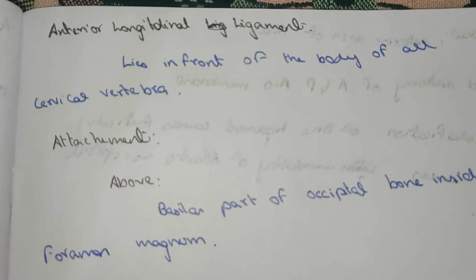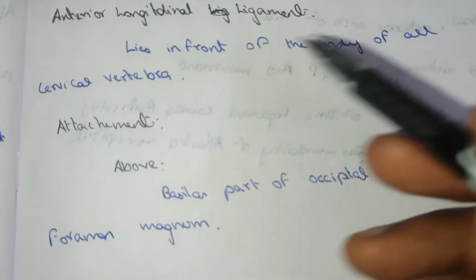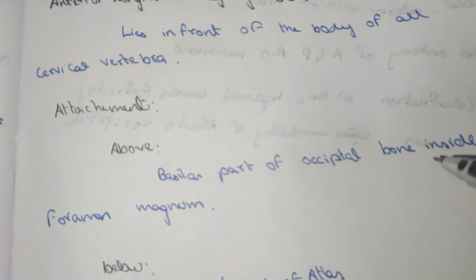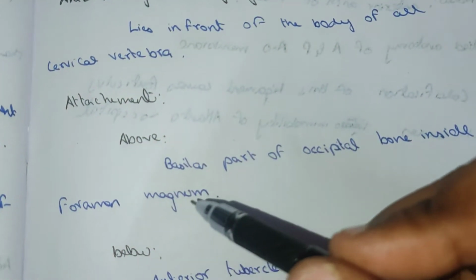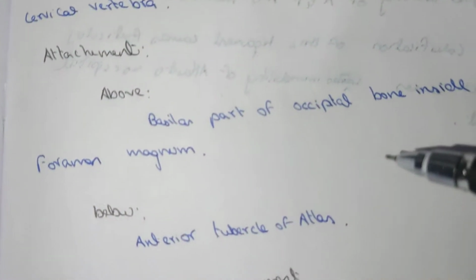Now we will see the anterior longitudinal ligament. It lies in front of the bodies of all the cervical vertebrae. The attachment is above by the basilar part of the occipital bone, inside the foramen magnum. Below it is from the anterior tubercle of atlas.